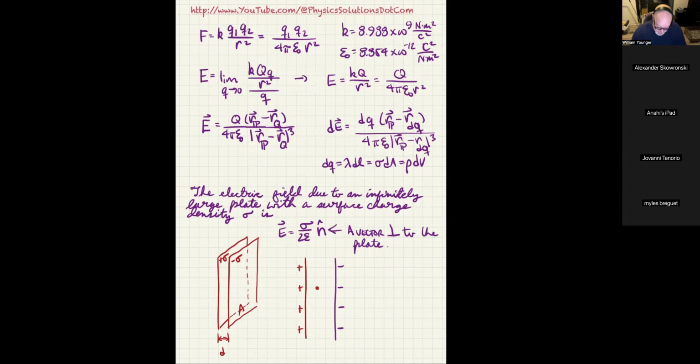Anybody have an idea? Again, just thinking about the red plate, what direction would the electric field caused by the red plate point? Would it point to the right, to the left, up, down, into the page, out of the page, up and to the right, up and to the left, down and to the left, down and to the right? Anybody?